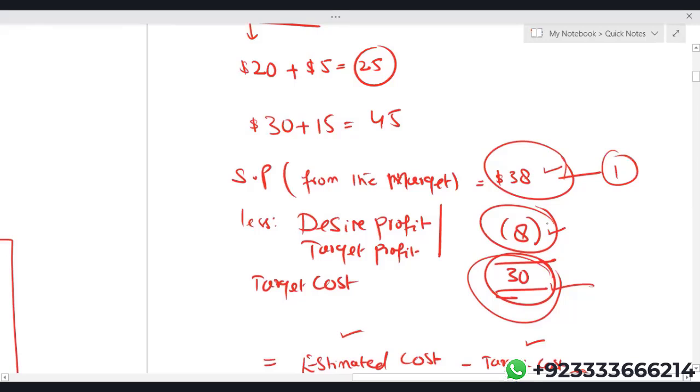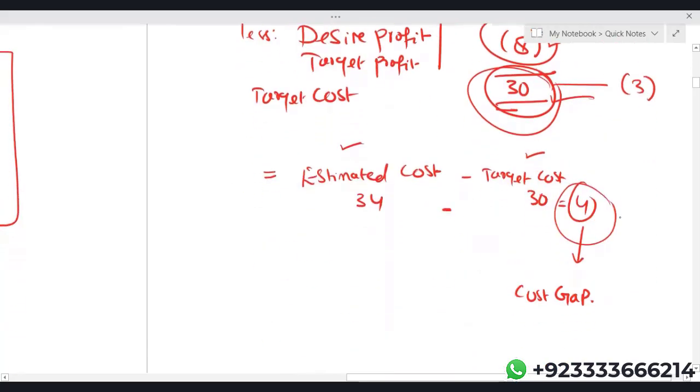So step 1 is this. Step 2 is to decide the target profit. Step 3, calculate the target cost. Step 4 is to calculate the target cost gap. Step 5, now just focus only on one thing: how to reduce this cost gap, how to close this cost gap. Okay, I'm putting so much emphasis on these steps because you might have a multiple choice question in the exam regarding them. So please have a really good grip on the steps.